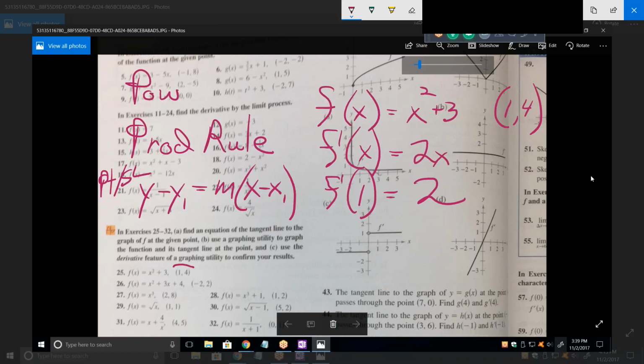Well, here's our point, and we just calculated our slope to be 2. So let's plug it in. We got y minus y sub 1, which is 4, equals the slope, which we just calculated to be 2, times x minus the x sub 1 point, which is 1. There's your answer. That is the equation of the tangent line, which is not the same as the slope of the tangent line. In other words, first you've got to come up with m, but then you need another point. You need a point to have point slope.